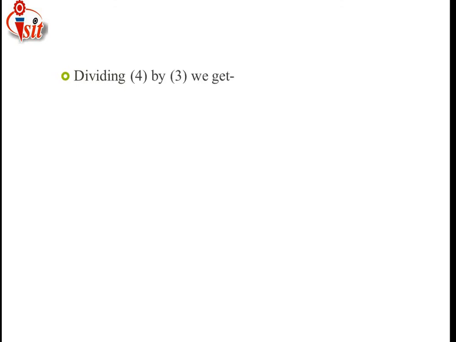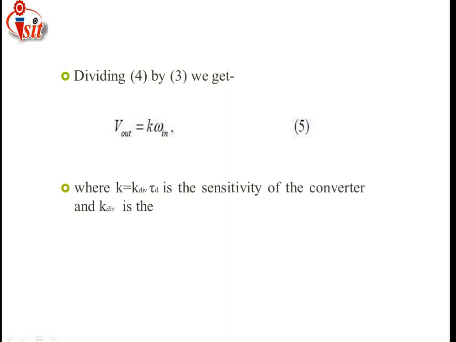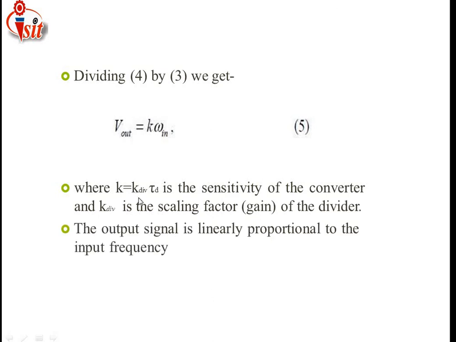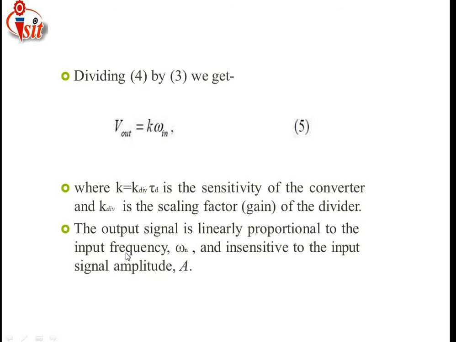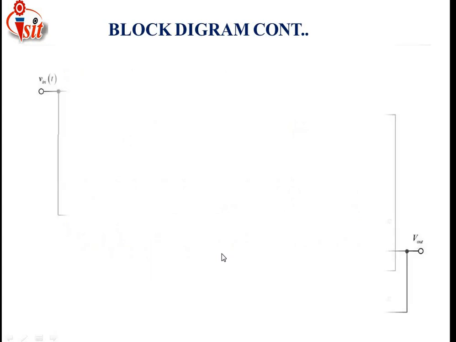Dividing equation 4 by 3, we get V out equal to K omega n. This is equation number 5, where K is the constant, represented by K div tau d, which is the sensitivity of the converter, and K div is the scaling factor, the gain of the divider. The output signal is linearly proportional to the input frequency omega n and insensitive to the input signal amplitude A.